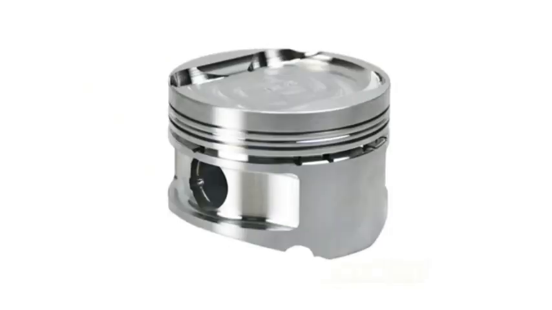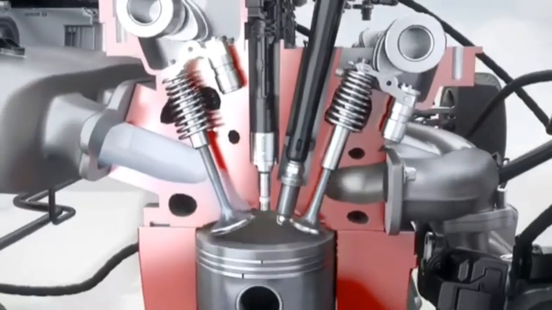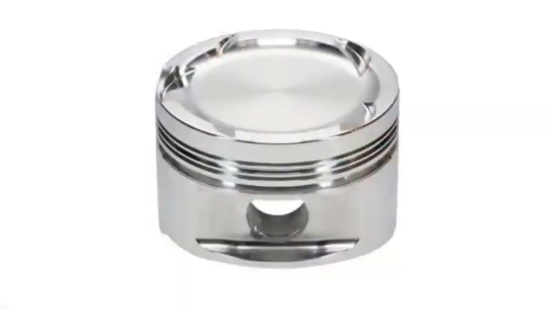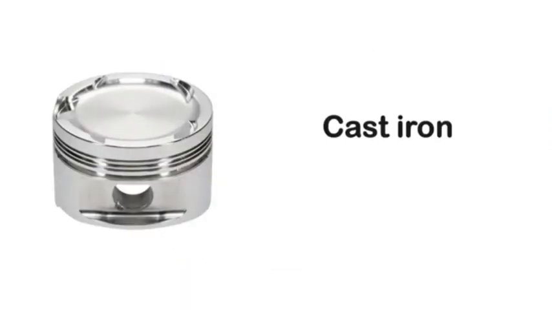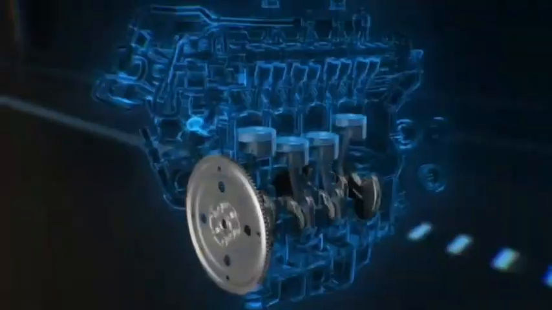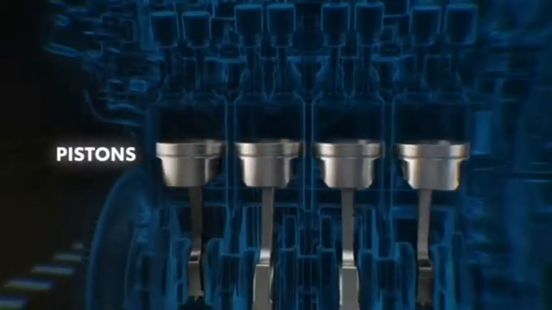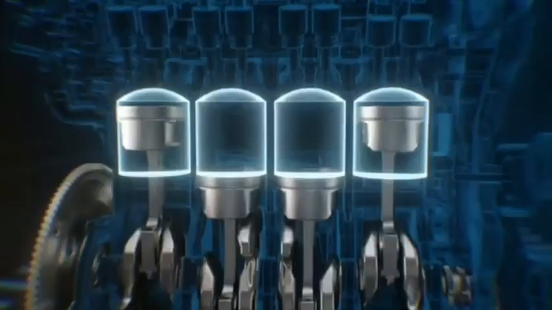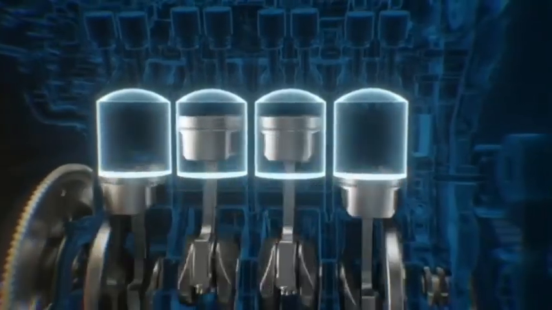The piston is a key moving component inside the engine's cylinder. It plays a crucial role in the combustion process. It is a cylindrical part made of lightweight, heat-resistant metal, usually cast iron or aluminum alloy, and it moves up and down within the cylinder during engine operation. The piston's motion is driven by the force of combustion.